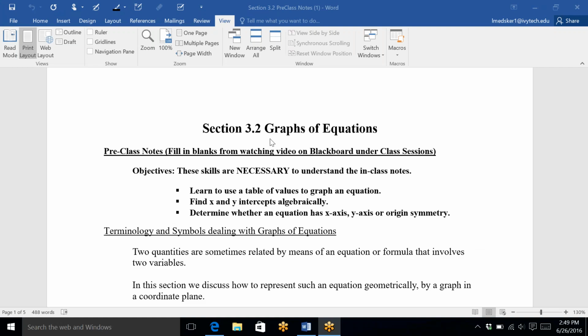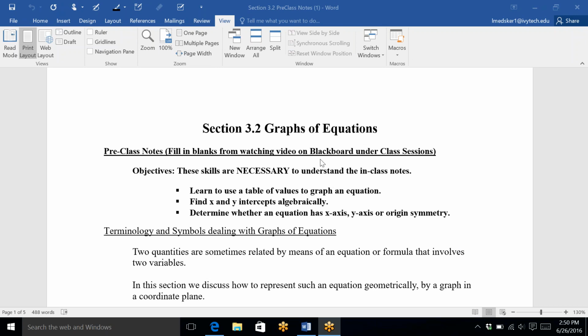Okay, this is the video for section 3.2, Graphs of Equations. We're going to be looking at the pre-class notes. Remember, these were not specifically attached to the ones for 3.2 circles, which is what we already started in class.